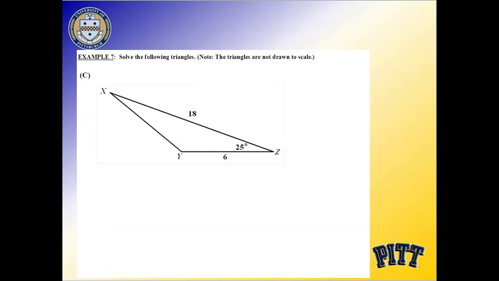This one here, we're going to solve this triangle. So again, what we're missing here is angle X, angle Y, and side Z. So what should I find first?